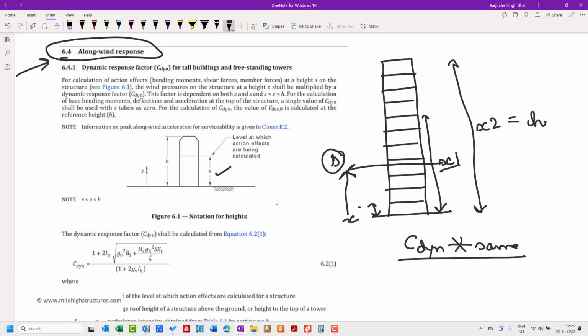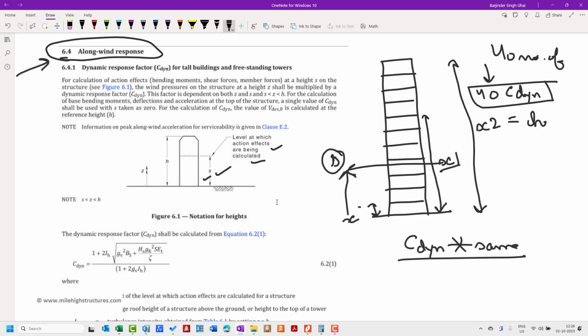S is the level at which the action effects, that is the value of the Cdyn, is being calculated. And if we have 40 floors, we have to calculate 40 values of Cdyn, because the value of the Cdyn shall be different as soon as the S becomes different. So for 40 floors, we have to calculate 40 different values of the Cdyn.